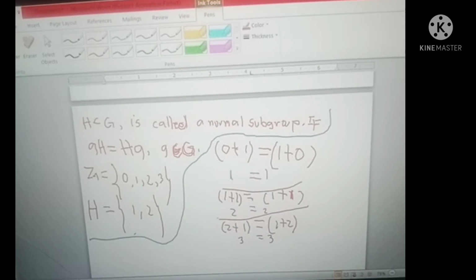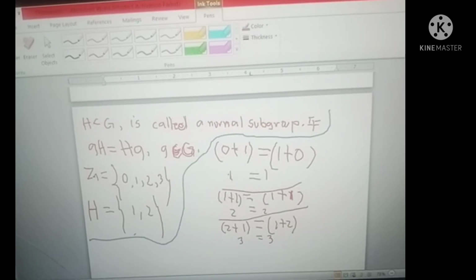Then we have the next example, 2, right? The small letter g belongs to the group G. Our G represents these elements, this G being the entire group inside.